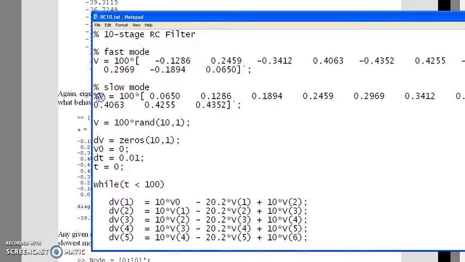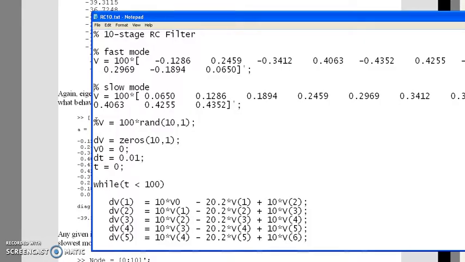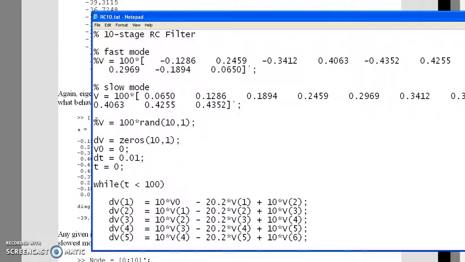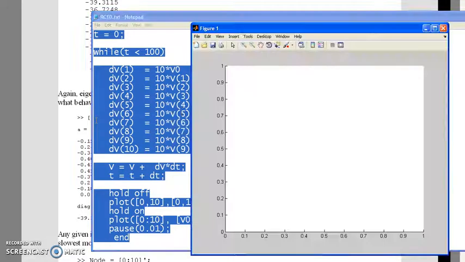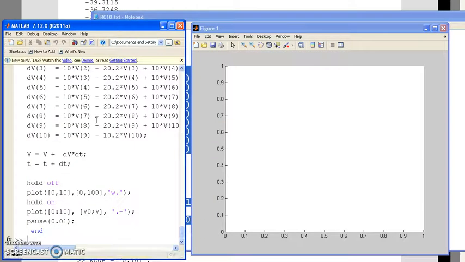Suppose I excite just the slow mode. So turn up all these initial conditions and turn on this one. Let's let that run in MATLAB and watch what happens.